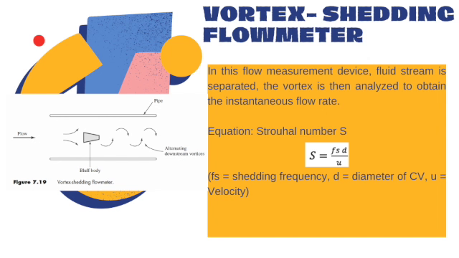Vortex shedding flow meter. The vortex shedding flow meter is a flow measurement device in which a fluid stream is separated. This causes a vortex, which is later analyzed to obtain the instantaneous flow rate. The equation shown, also known as the Strouhal number, which is represented by the letter S, where Fs equals the shedding frequency, d equals the diameter of the control volume, and u equals the velocity of the fluid.